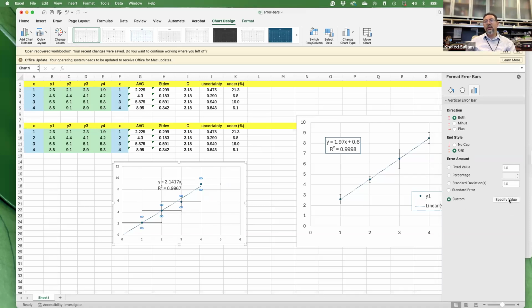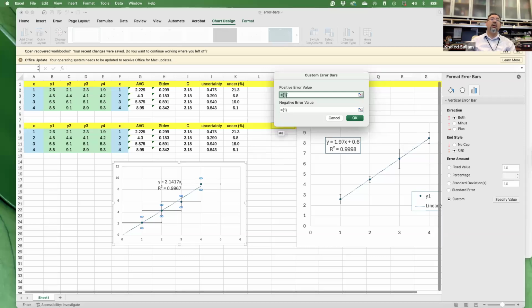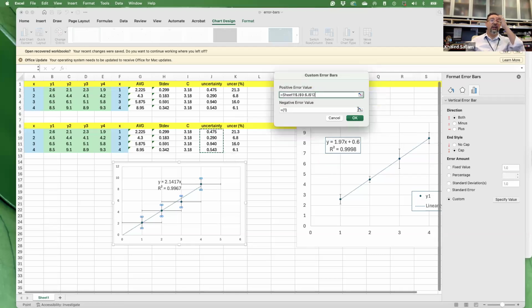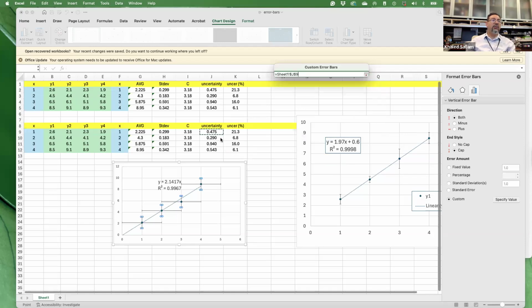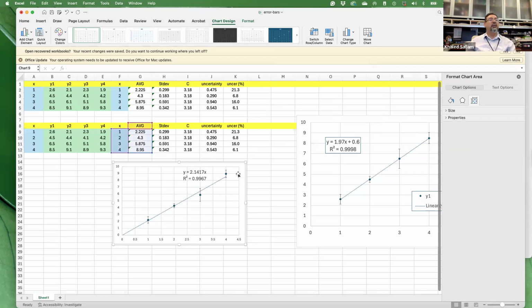So I'm going to say custom, specify value, and it gives you an option to specify either the positive alone and negative alone or both of them, right? I'm selecting this and telling it it's this one. And for the negative value, it's the same thing. We say plus or minus that number. Okay, so we are done. It did the error bar for us, and we don't want the horizontal error bars, right? We didn't calculate that, and so that's it.